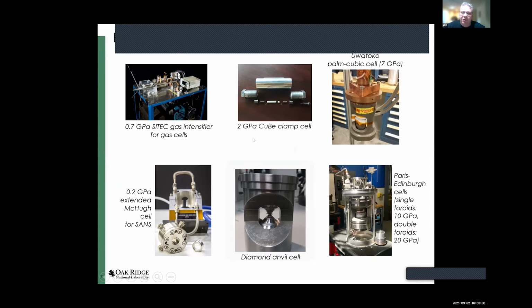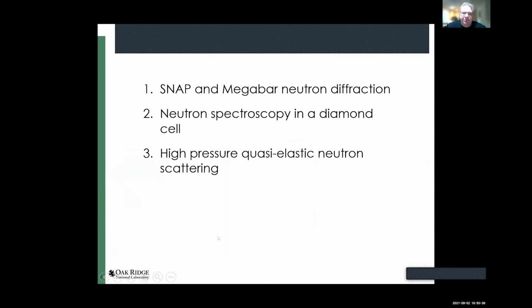Beryllium clamp cells, lower pressures, 2 GPa. Cubic anvil cells, 7 GPa. Paris-Edinburgh cells, this was specifically designed for neutron scattering in Europe at the ISIS neutron source. And we look at 10 to 20 GPa with this device, and I'll talk about that a little bit in a bit. And a mini MIC-1 cell, this is a very small design of the standard MIC-1 cell, which is good for a couple of kilobars.